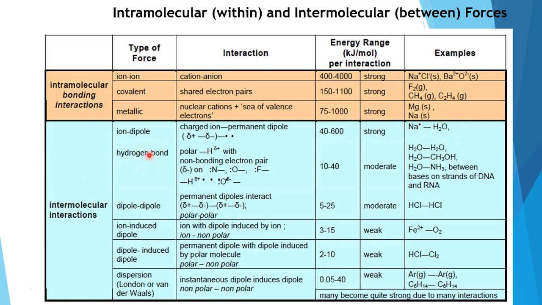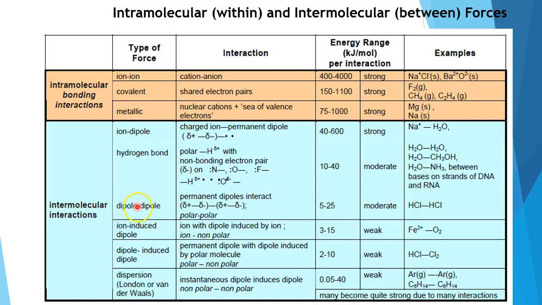Hydrogen bonding, which you explored already in biology and which is very important in water molecules as well as in DNA, is the interaction between a polar hydrogen, slightly positive, with non-bonding electron pairs that are going to be found on nitrogen atoms, oxygen, or fluorine. So these non-bonding electron pairs cause an interaction between what we refer to in chemistry as an electropositive hydrogen and an electronegative oxygen. The interaction is moderate, so it's much less, and it occurs between water molecules and ammonia, and between the nitrogenous bases on the strands of DNA and RNA.